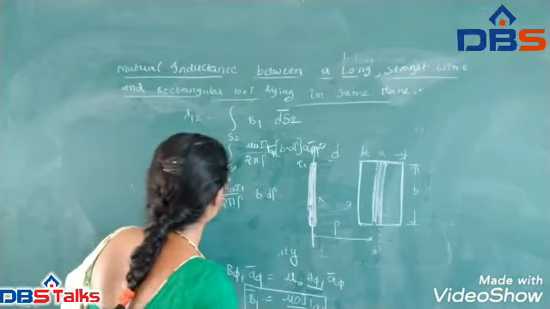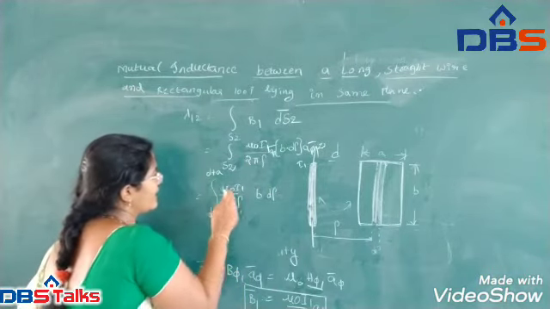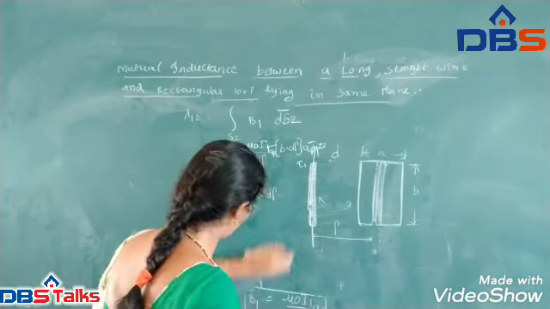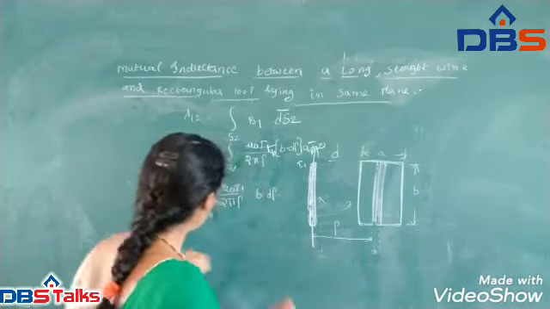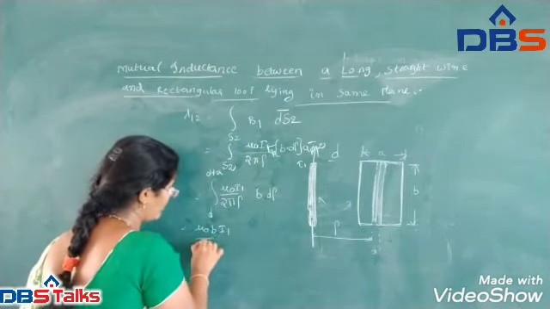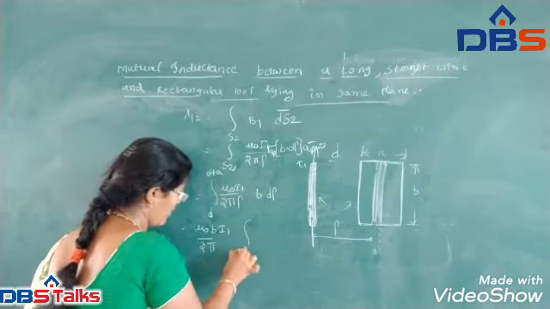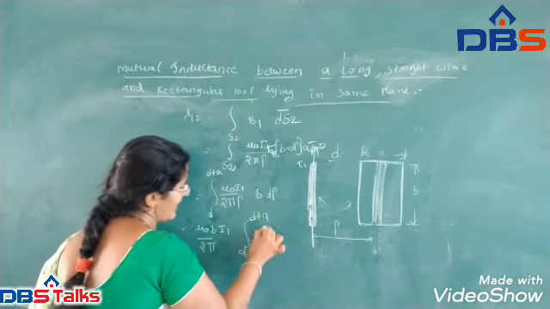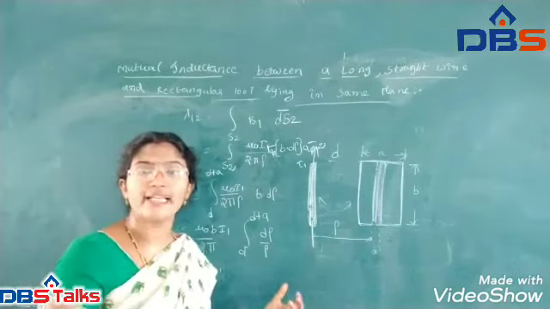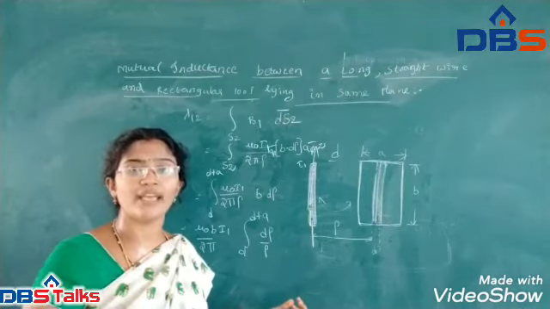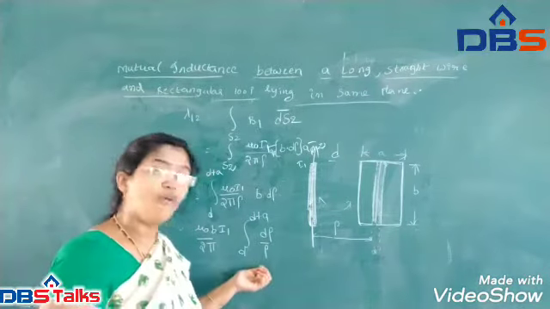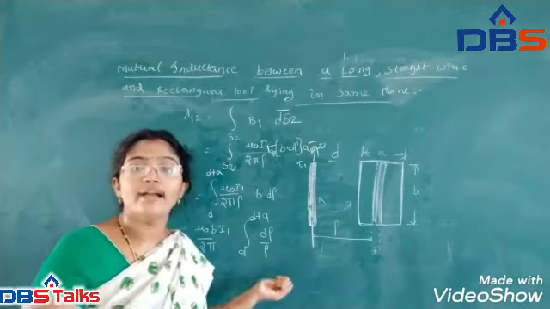Now the constants will go outside. The constant values are mu naught b I1 by 2 pi. Here you have the integration from d to d plus a of d rho by rho. Now you can take the integration. What is the integration of 1 by x? It is nothing but log x. Here in place of x you have rho. What is the integration of 1 by rho?